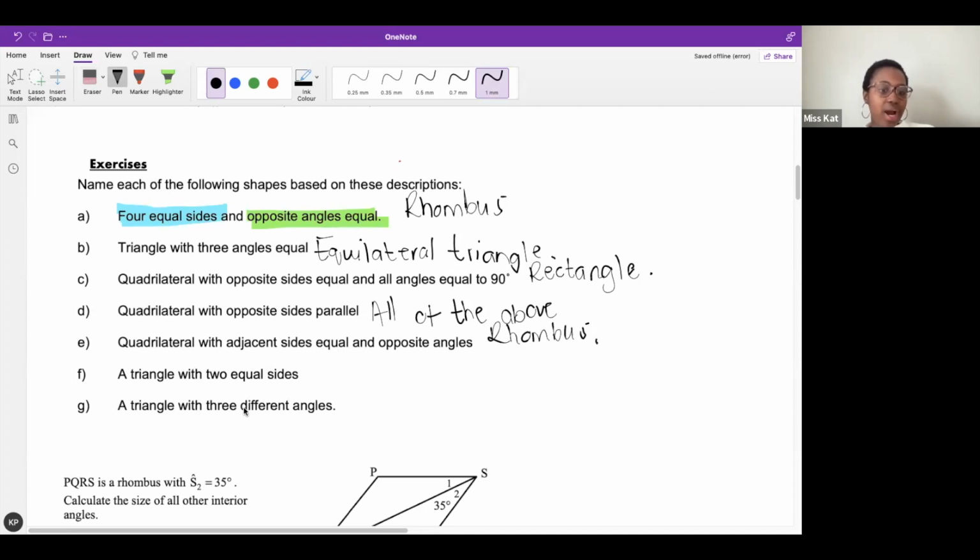Okay, let's see. A triangle with two equal sides. What do we think? Farid? Ma'am, is it an isosceles triangle? Yes, it is. Beautiful. Isosceles triangle. Okay, and it says a triangle with three different angles. Let's hear. Ma'am, a scalene triangle.